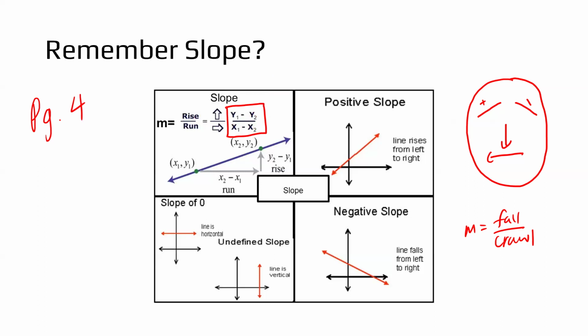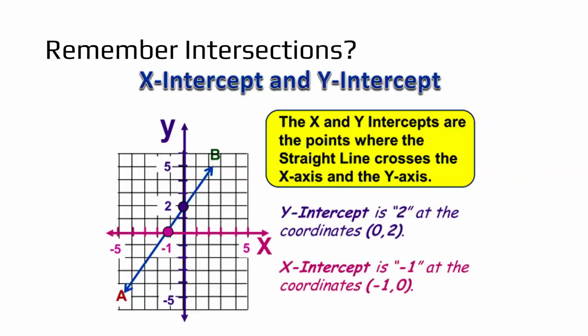All right, perfect. Up next is intersections. Do we remember intersections? Yes, we do. Okay, who would like to read the yellow box for us? Perfect. We're looking for where we cross our axes. Axis? Doesn't sound right. I think it's axes, for plural. We're going to go with that.